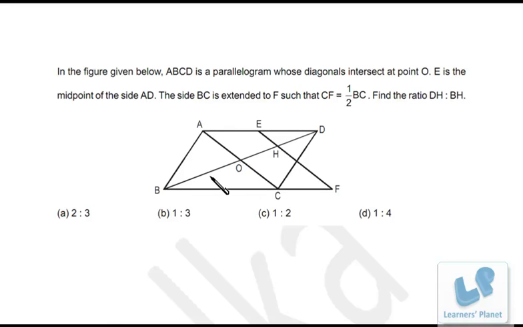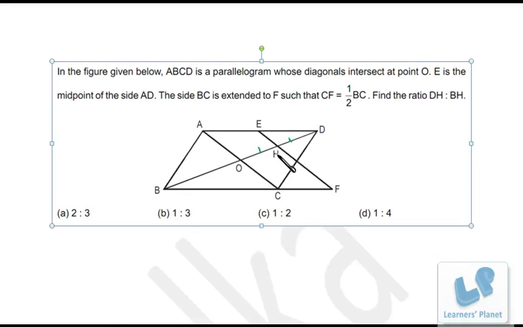So this portion is suppose 1. This portion will also be 1 unit, I am just taking, because H is the midpoint of OD, and OD is equal to OB because diagonals bisect each other. So this is 2 portions. Now we have to find the ratio DH is to BH. DH is 1 portion and BH is 3 portions. So the ratio will be 1 is to 3. Okay? Not much paperwork is required. A very simple problem based on the midpoint theorem.